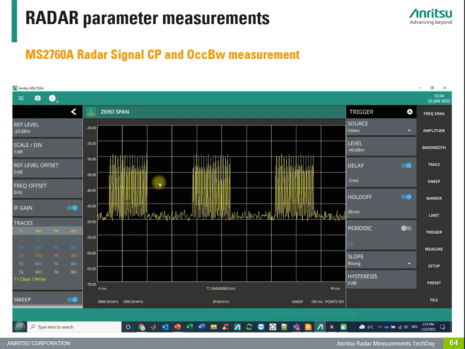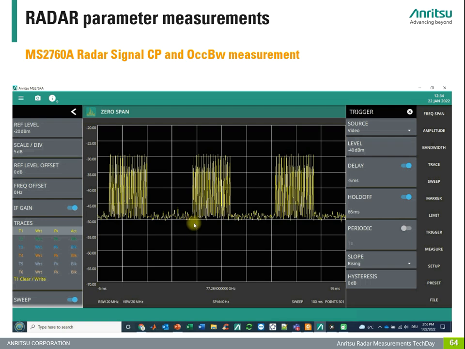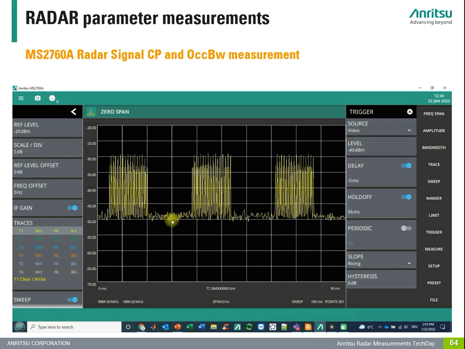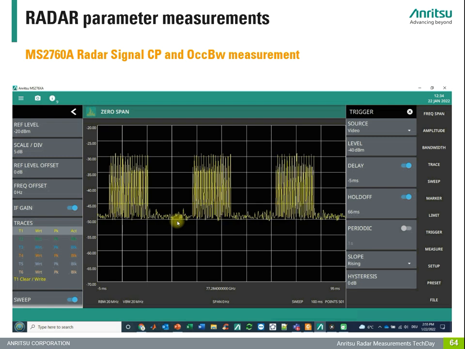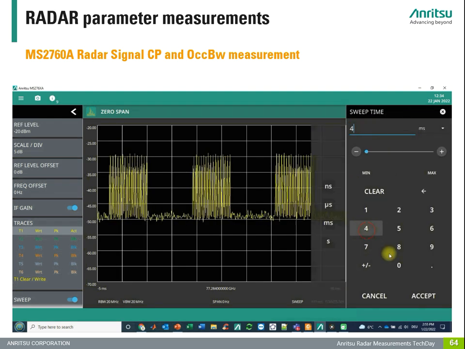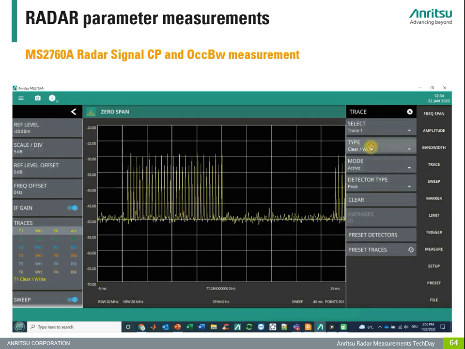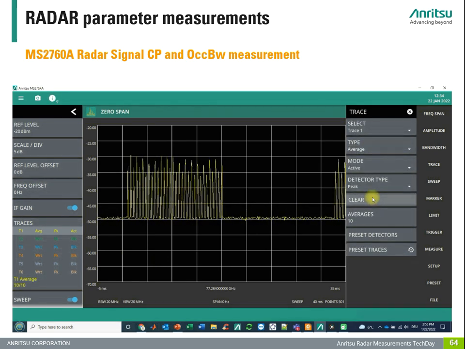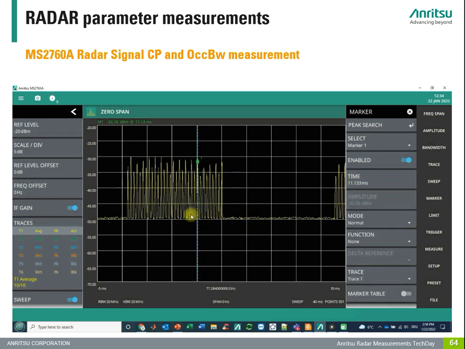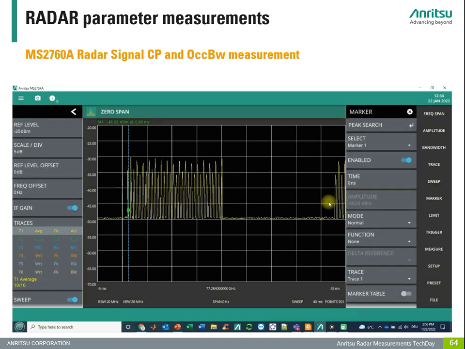We can see here the chirp time frame. We can see here the so-called frame periodicity. And we would like to fill these figures with some real measurements in the following. So we are going to a sweep time of 40 milliseconds. We are applying some kind of trace averaging to get the readout more stable. We are switching on marker 1, and we are putting this to 0 microseconds.